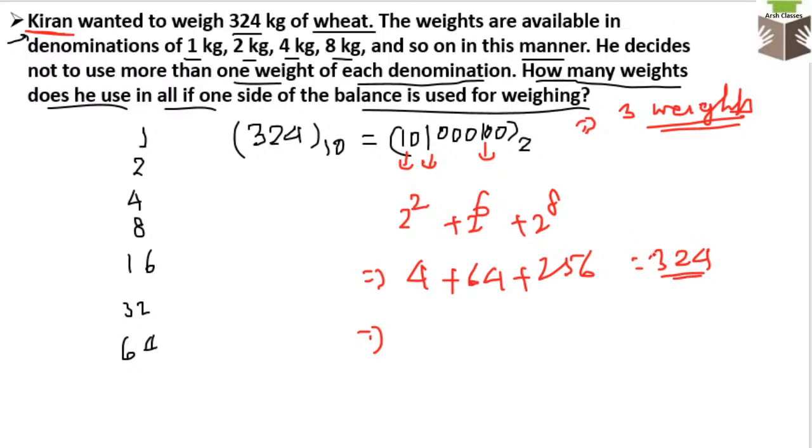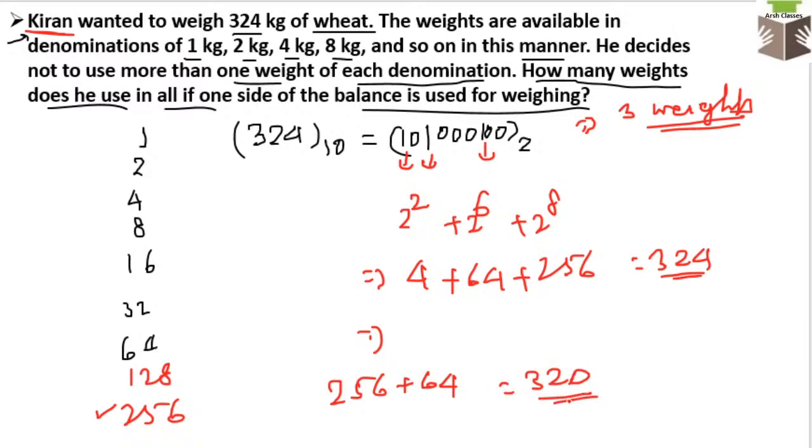So as you can see, this much. Or you can try using this method also: this is 64, then 128, then 256, and then the next will be 512, which will not be required. So if you take 256 and take 128, that will be more than 324, so you cannot take 128. Let's take 64. If you take 64, then 256 and 64 will give you 320. So now you will require 4 more kg of weight, and you will get that from here also.